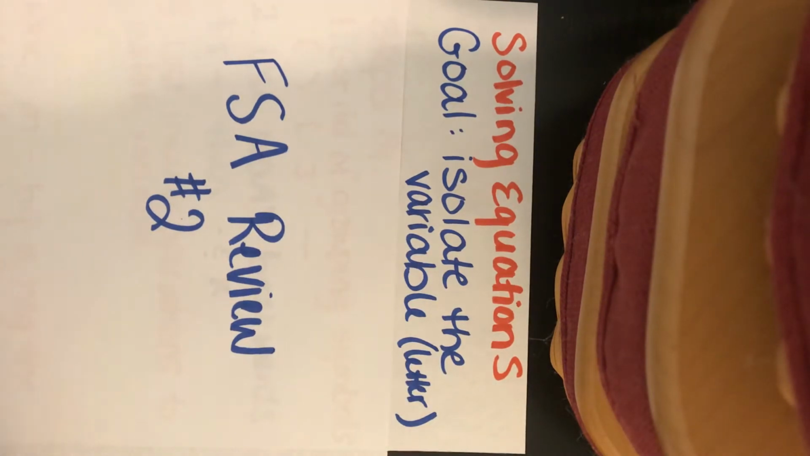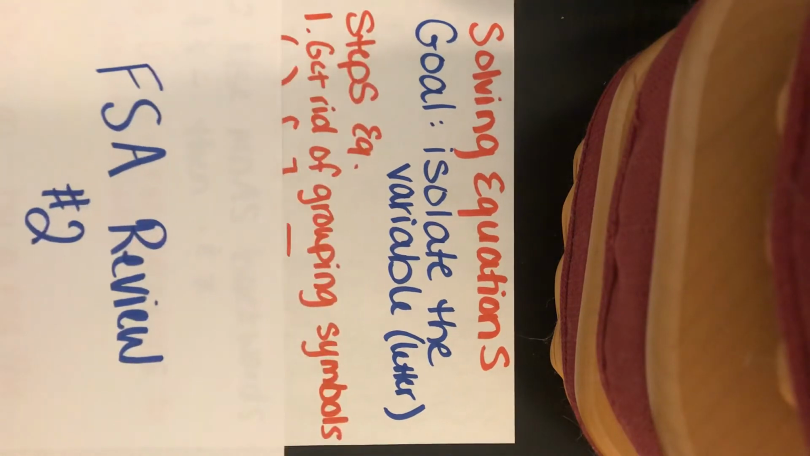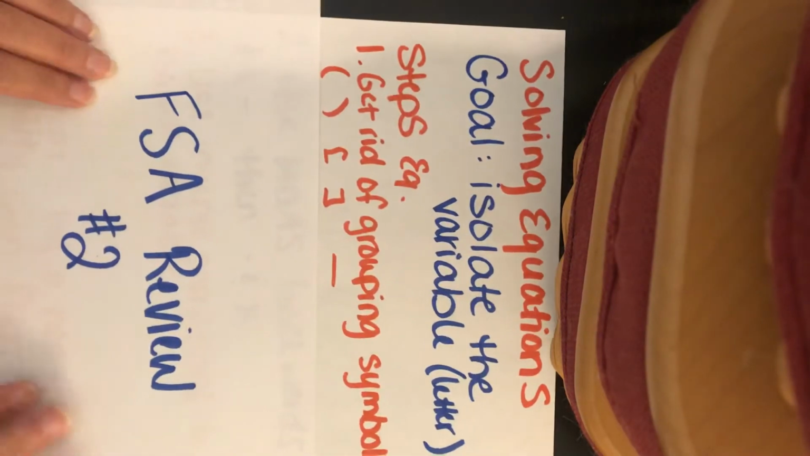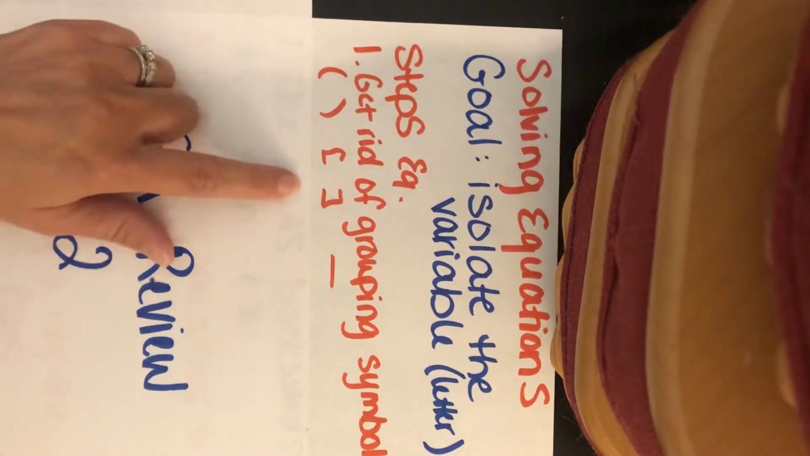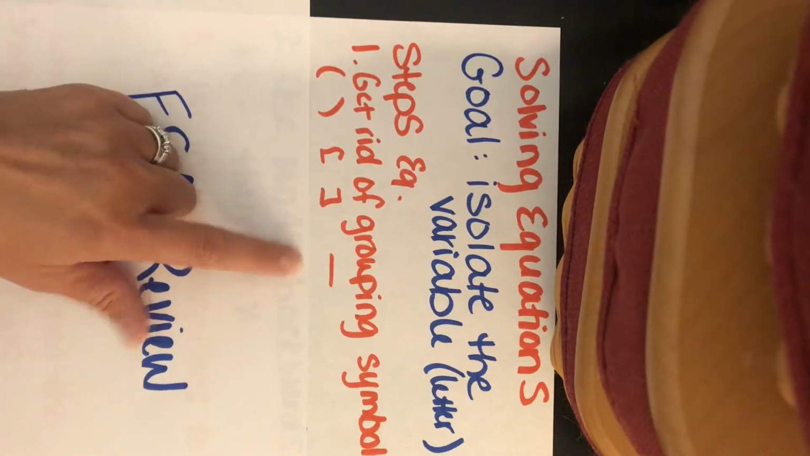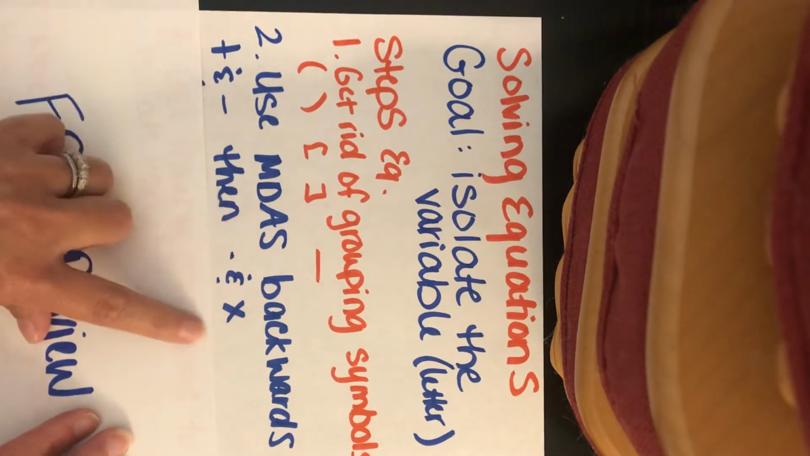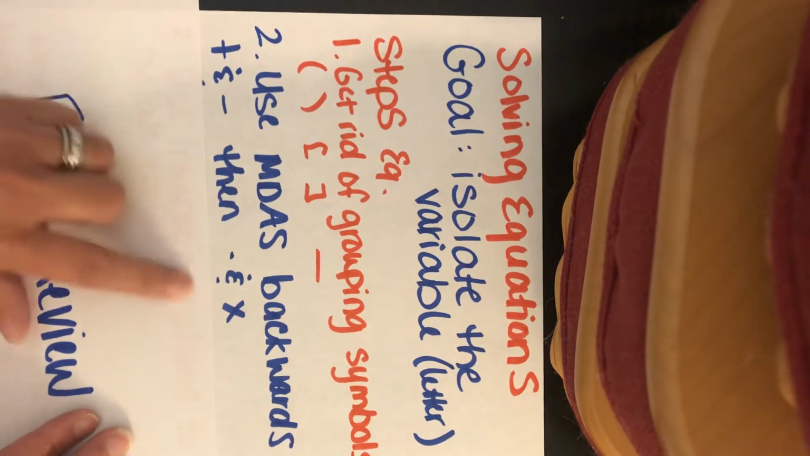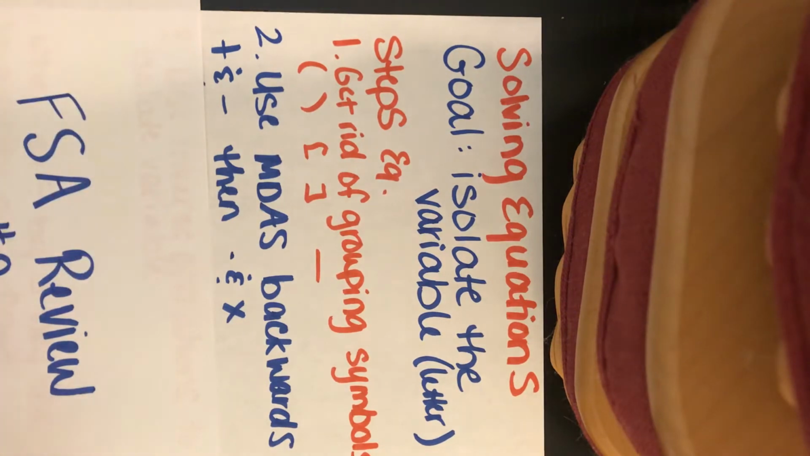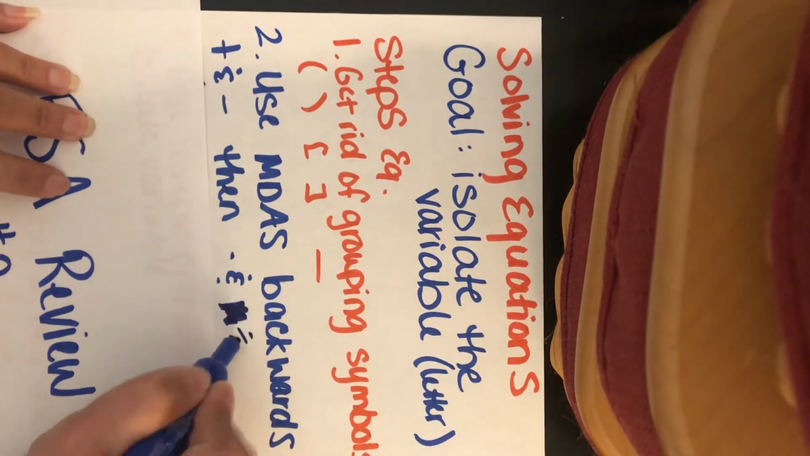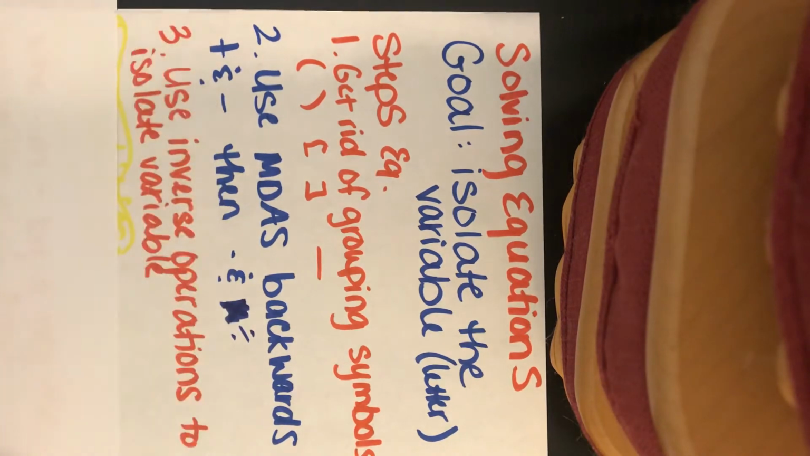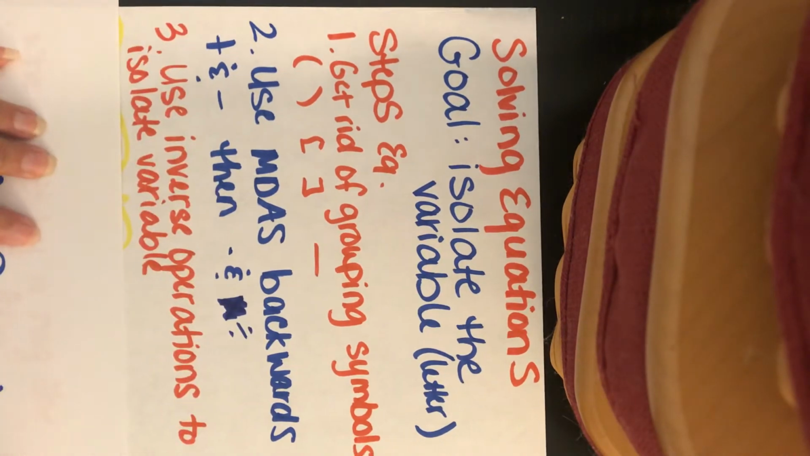So, solving equations, your goal is to isolate the variable. Keep in mind that isolate means that you're getting it to one side and the variable is the letter. So the first step would be to get rid of the grouping symbols. In this case, a grouping symbol is parentheses, a bracket, or the division bar. Step 2, it's no longer PEMDAS because that grouping symbol is already taken out of it. So we're using the rest of the PEMDAS backwards. So we're going to do addition and subtraction first, then multiply or divide. And that should be a division sign. We'll fix that now. And then lastly, use inverse operations to isolate that variable.